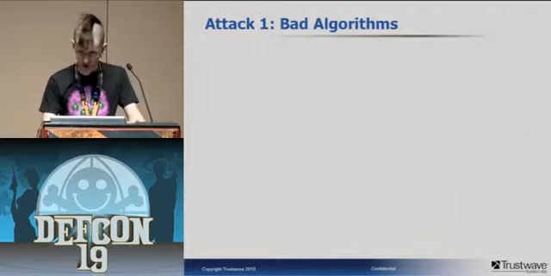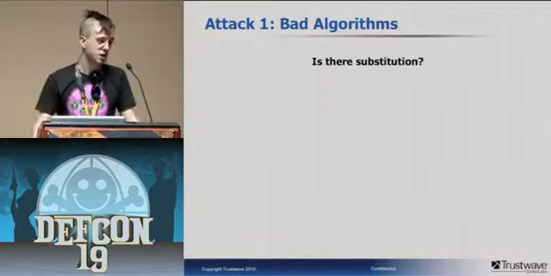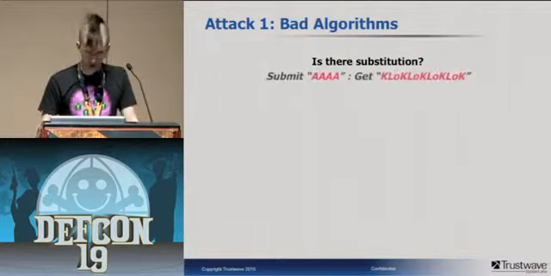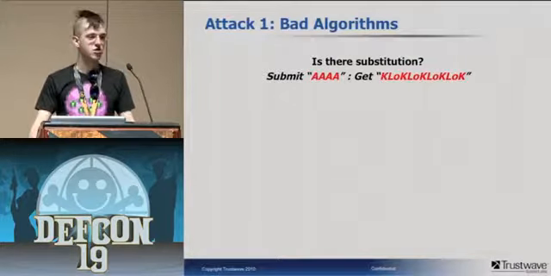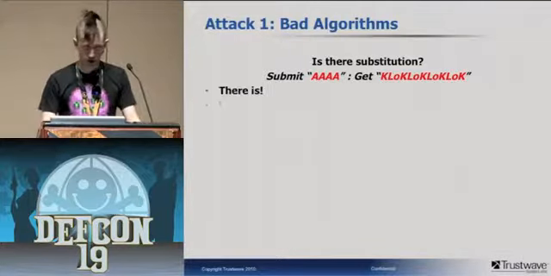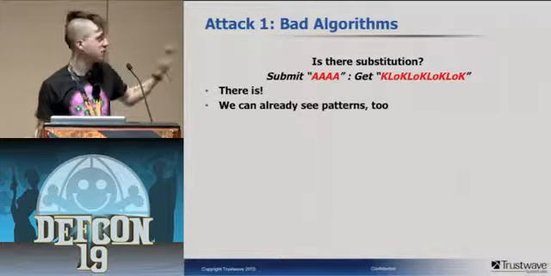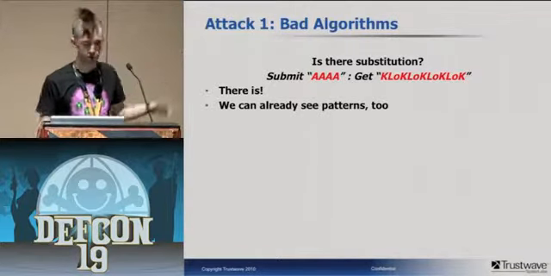So the first thing, I want to know if there's substitution. Are we switching characters for others? And that's definitely true, but if we put in 4 uppercase A's, we can see, yeah, there are no uppercase A's in that. There is definitely substitution here. We can already start to see patterns in this as well. The plain text is repetitive, the ciphertext is repetitive as well.